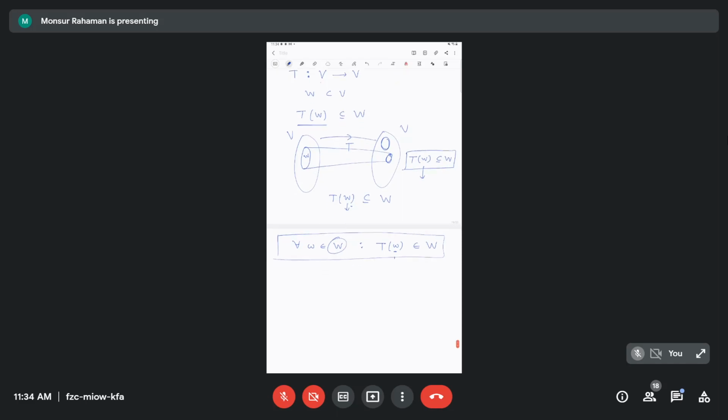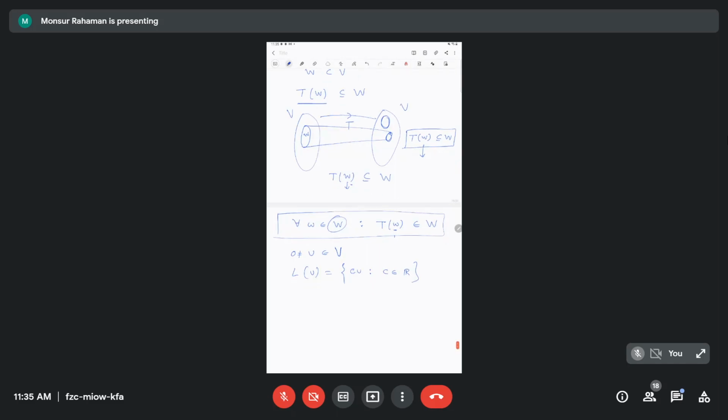So this is called invariant subspace. पहले मैंने बोला था कि this is a vector space in the initial class. For any non-zero vector, if you choose v from a vector space, you can span a vector space. It is a one-dimensional vector space, or you can say it is generated by v. So this is cv, c belongs to R. Okay, this is a vector space cv.